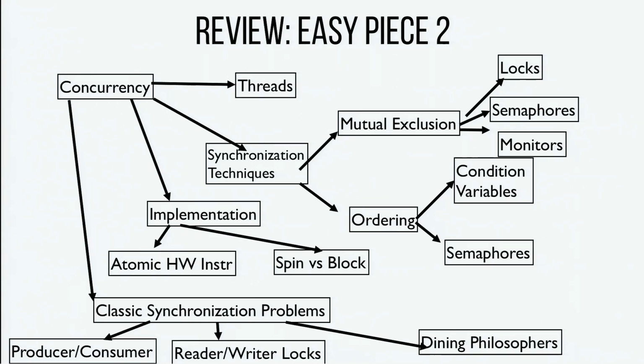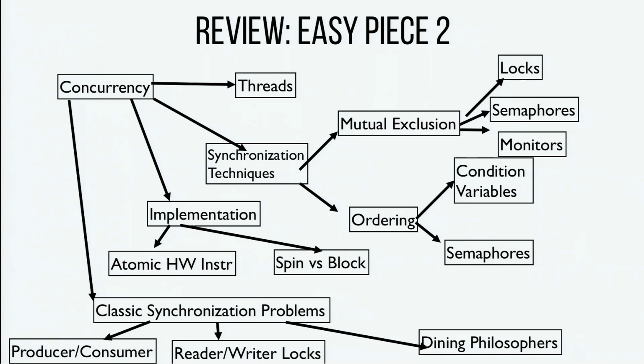OK, so with concurrency, we talked about threads. You need to remember the differences between processes and threads, like what is duplicated and what is shared. The heap is shared across threads, but threads will essentially have different stacks and local variables. Then we talked about a bunch of different synchronization techniques. We talked about ones that provide mutual exclusion, like locks, semaphores, and monitors. And we talked about synchronization techniques that provide ordering, like condition variables and semaphores.